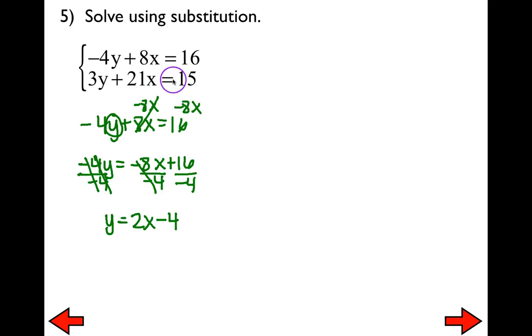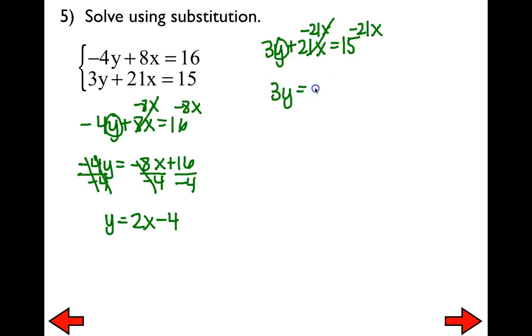So for this one, let's just go ahead and practice doing it as well. We're going to solve for y. So we have 3y plus 21x equals 15. Here to solve for y, you're going to subtract 21x from both sides, leaving me with 3y equals negative 21x plus 15. Now simply divide both sides by 3, and this side we're going to divide each term by 3, leaving us with y equals negative 7x plus 5.